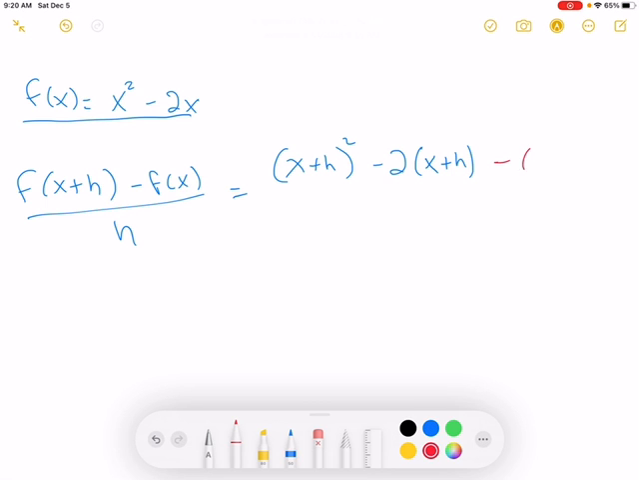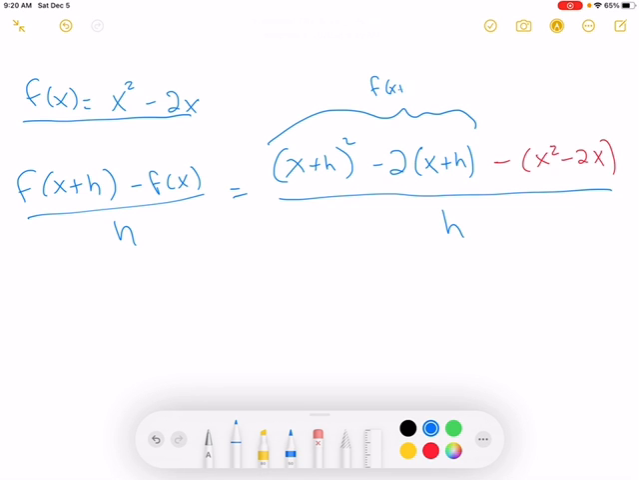So minus f of x. F of x is x squared minus 2x. I'm using a different color so that you guys can all see. All of this divided by h. So again, this is f of x plus h. And this right here is f of x. F of x plus h minus f of x.